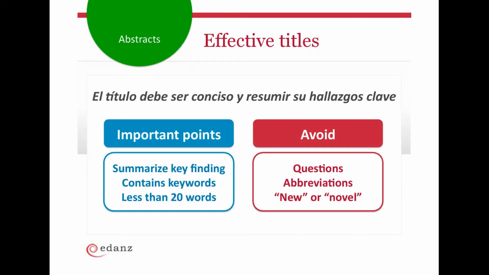Everybody knows your research is new. It won't be published if it's not. So using these words just makes your title longer than it needs to be. So your title should be a short, concise review of your most important findings.